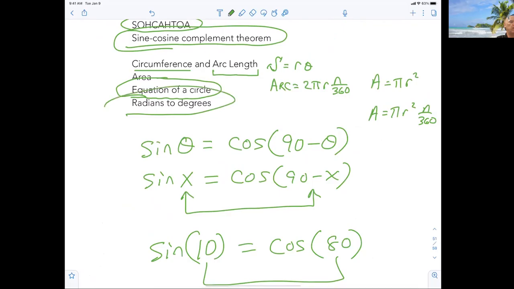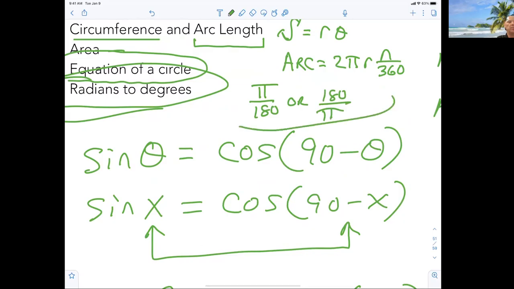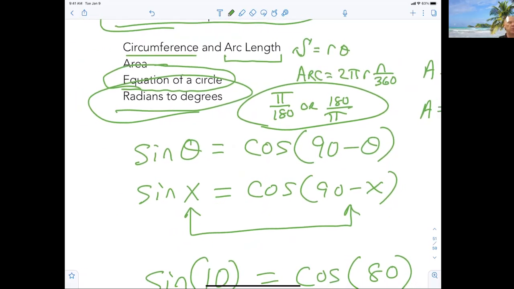And then, of course, radians to degrees and degrees to radians. I really don't like that question because if you haven't taken pre-calculus, you don't know anything about that. But you have to remember the relationship between degrees and radians is pi and what? 180, or 180 over pi. Those of you who've had pre-calculus, you know what I'm talking about. If you haven't, you'll wait till next year and you'll understand how to convert radians to degrees.